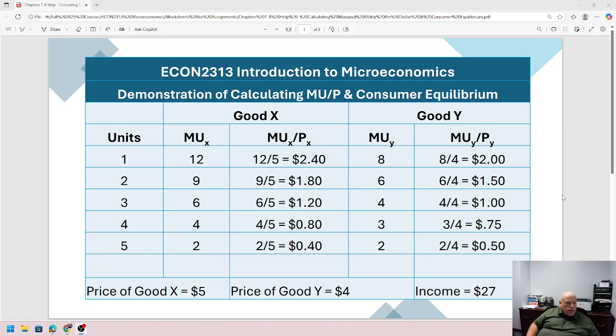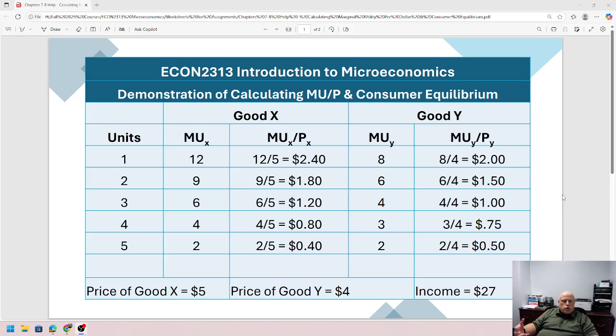Okay, and so you're going to have to take that information from the table, and I've actually included in my Ozarka on the assignment page a table that I would like you to complete for this particular problem on your assignment. But basically what I'm going to do here in this video is show you by using a very similar set of numbers where you have a good X and good Y, and you have marginal values for each one, for each unit of each good.